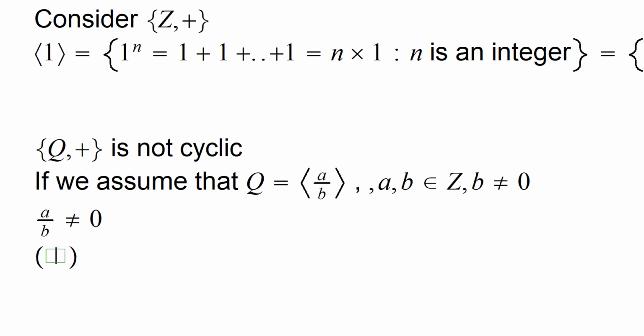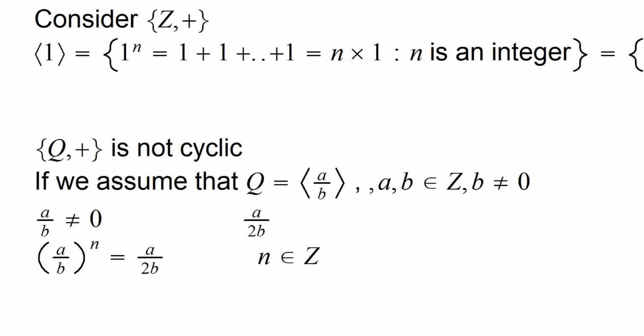So if we do this, consider an element, say, for instance, A over 2B. All right, then what must happen? We should have some integer n such that A over B to the power n should equal A over 2B, right? For some integer n belonging to Z, okay?